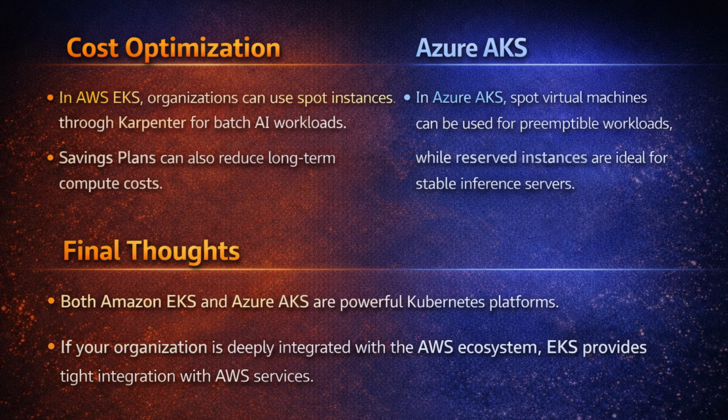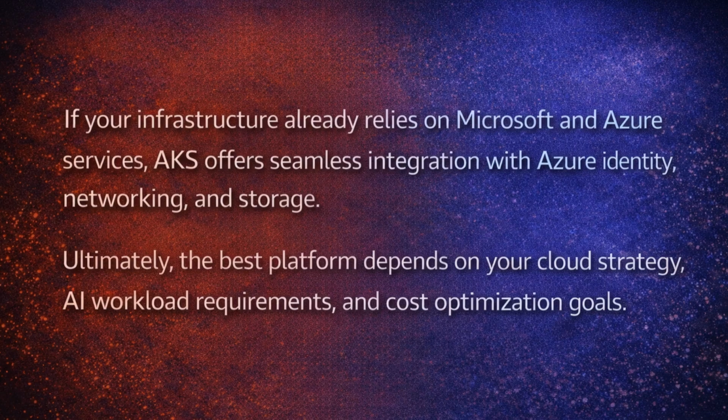Final thoughts. Both Amazon EKS and Azure AKS are powerful Kubernetes platforms. If your organization is deeply integrated with the AWS ecosystem, EKS provides tight integration with AWS services. If your infrastructure already relies on Microsoft and Azure services, AKS offers seamless integration with Azure Identity, networking, and storage. Ultimately, the best platform depends on your cloud strategy, AI workload requirements, and cost optimization goals.